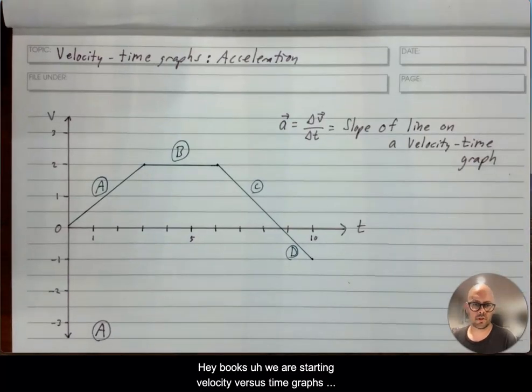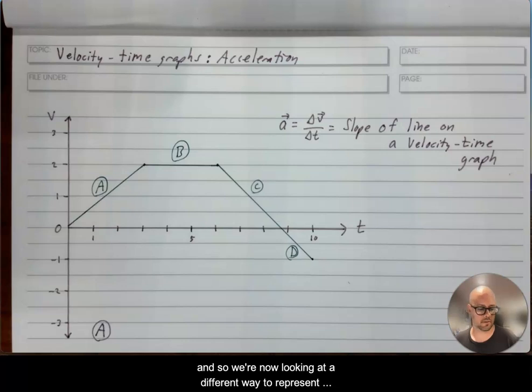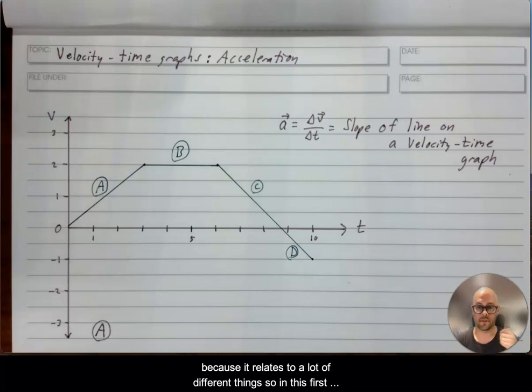Hey folks, we are starting velocity versus time graphs. We've finished our position versus time graph analysis, and so we're now looking at a different way to represent motion. The velocity versus time graph is probably the type of motion graph you will interact with the most because it relates to a lot of different things.